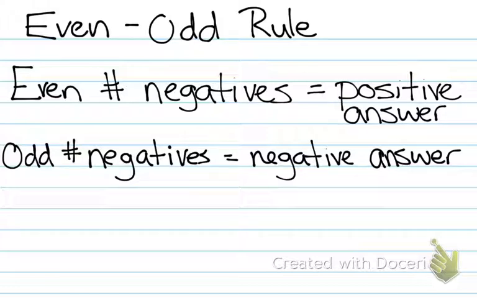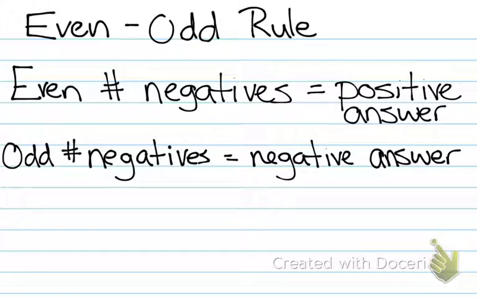If you have an even number of negatives in your expression, then your answer is positive. If there's an odd number of negatives in the expression, you have a negative answer, okay? Usually it's going to be 1 or 2, okay? So if you're multiplying 1 negative, your answer is negative. If you're multiplying 2 negatives, your answer is positive. But that also applies if there's more than 2 numbers being multiplied, okay?